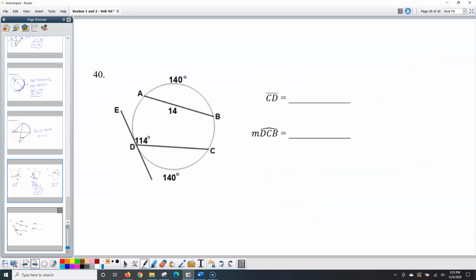Last one. CD. So up here, the 140 arc opens up to 14 as the chord. So we got 140 down here. That means that CD needs to be 14 as well.